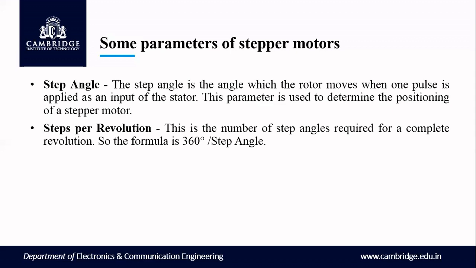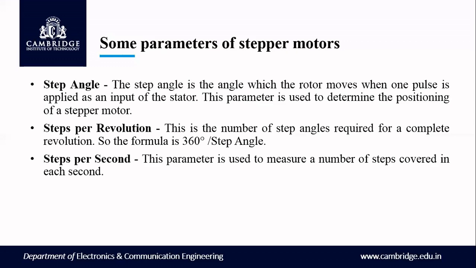Steps per revolution means the steps required for one revolution, in the sense of 360 degrees, one rotation. So we need to divide this by the step angle. If the step angle is 1.8 degrees, 360 degrees divided by 1.8 degrees gives you 200. So 200 will be the steps per revolution. So many steps or so many pulses we need to provide in order to achieve one rotation.